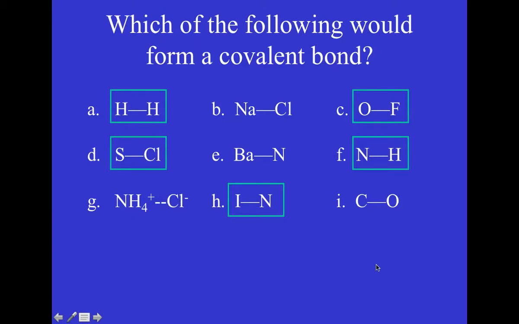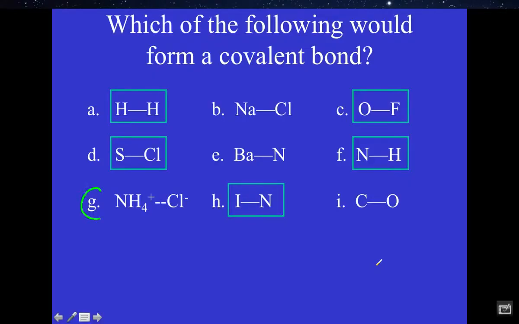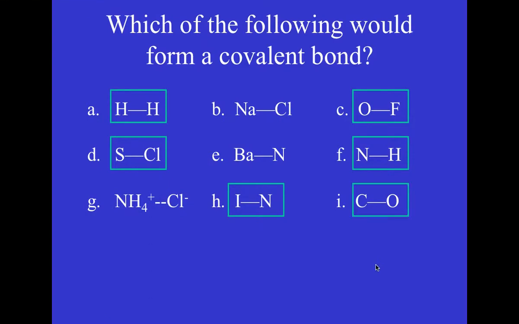Now the one I tend to get questions about is this one, letter G. Everybody looks and they're like, nonmetal, nonmetal, nonmetal. So why is this not covalent? It's because of this and this. Each of those has a charge, and so that shows that they are ionic. This is a metal and a nonmetal. That is a nonmetal and a metal. Oh, and I forgot, we also have one more. Letter I is also on our list, because that is nonmetal with nonmetal. Sorry about that.